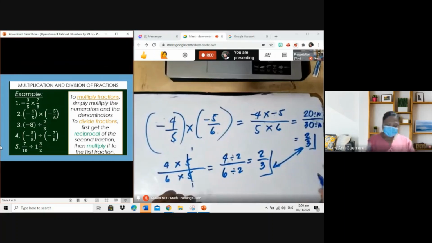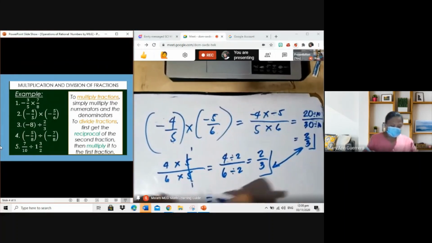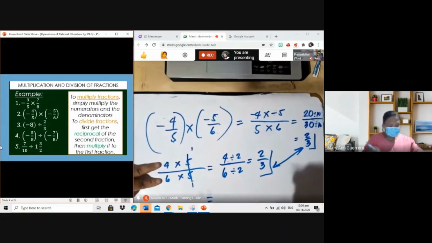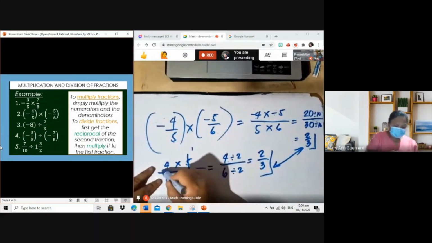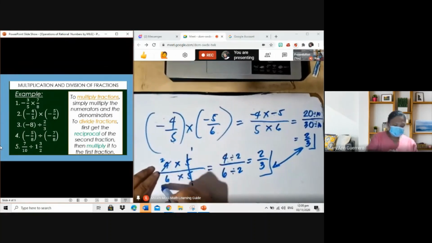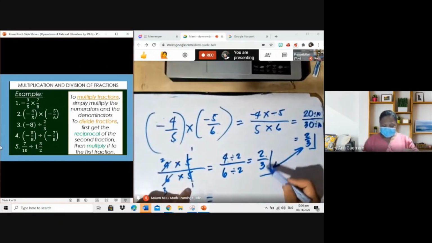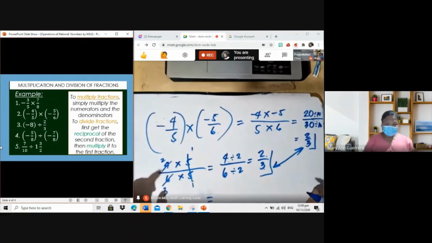Okay, another solution. We can simplify this by, again, cancellation. 4 divided by 2 is 2. 6 divided by 2 is 3. 2 times 1 is 2, 3 times 1 is 3. So, it's 2/3.